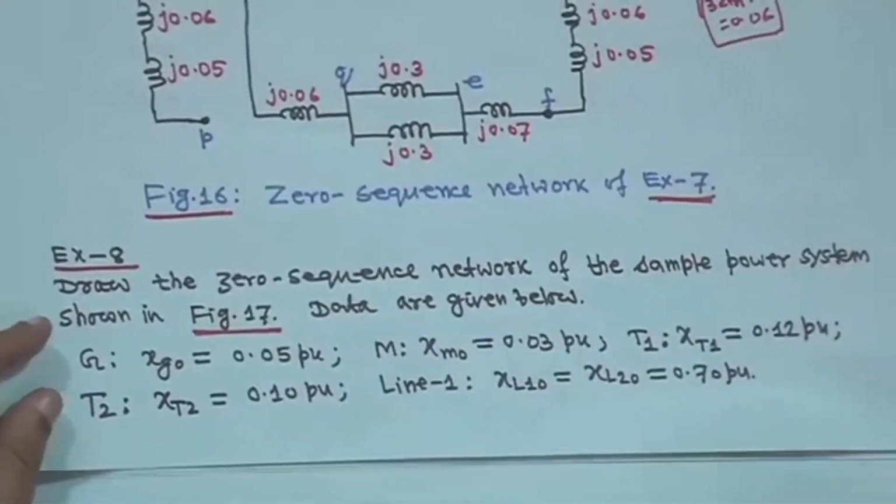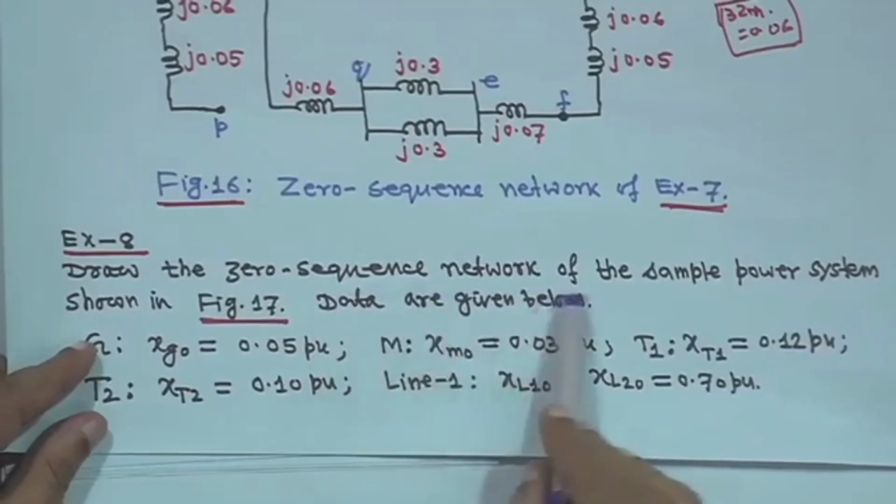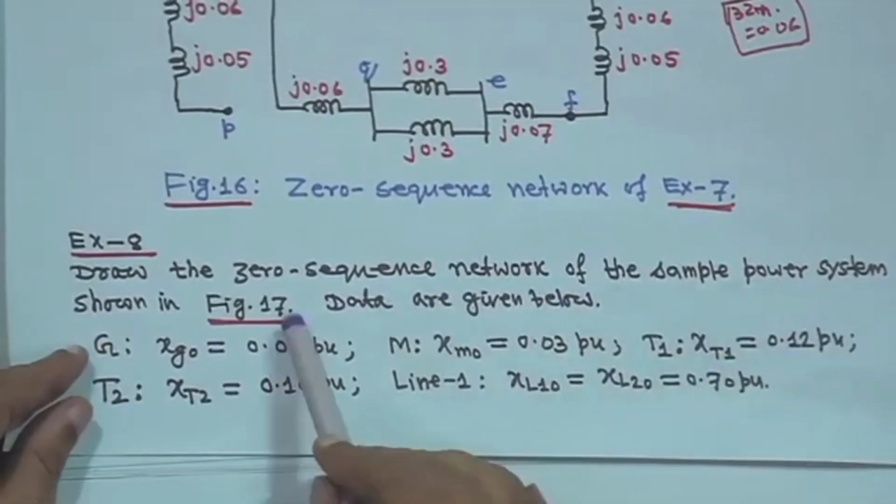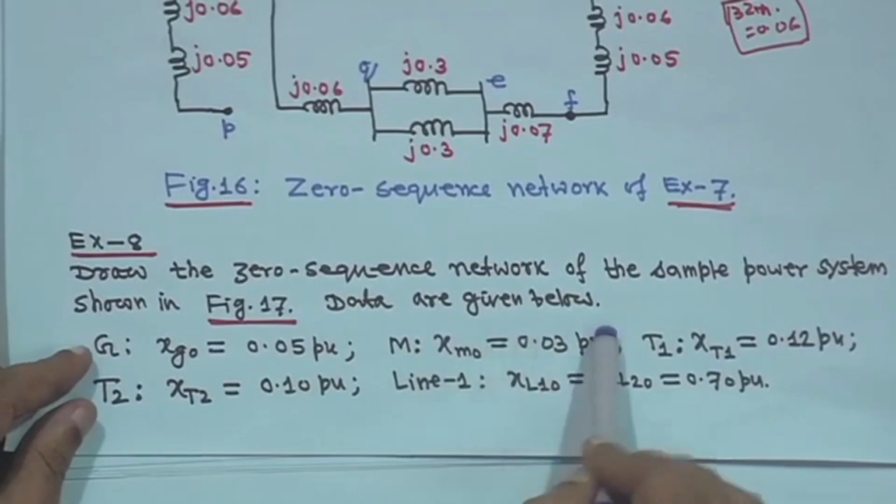Right. So this is another example of this kind of thing. Draw the zero sequence network of the sample power system shown in figure 17. I will show you. Data are given below.